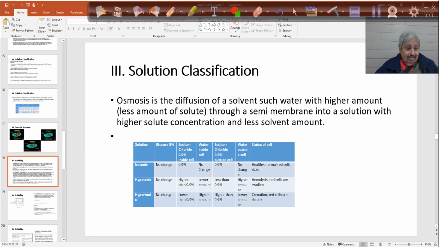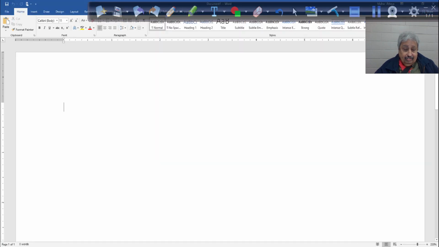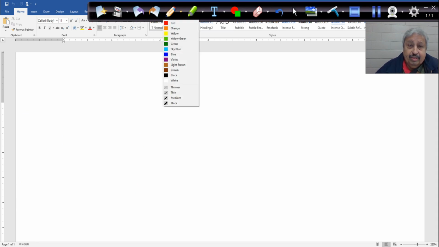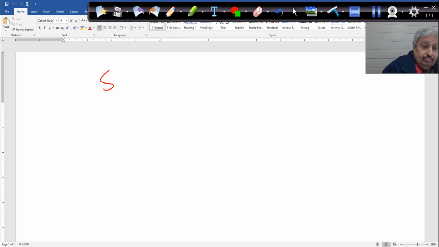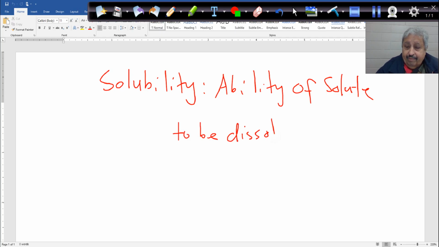So, well, we'll talk about solubility. Solubility is the ability of a solute to be dissolved in a solvent, correct? Well, this is the solubility definition. The solubility definition is the ability of a solute to be dissolved in a solvent.